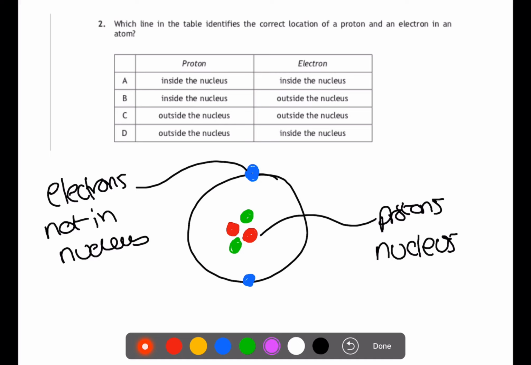So looking at the protons, the only answers that we can use are A or B, so we can ignore C and D. And then the electrons are outside the nucleus, so B is the answer.